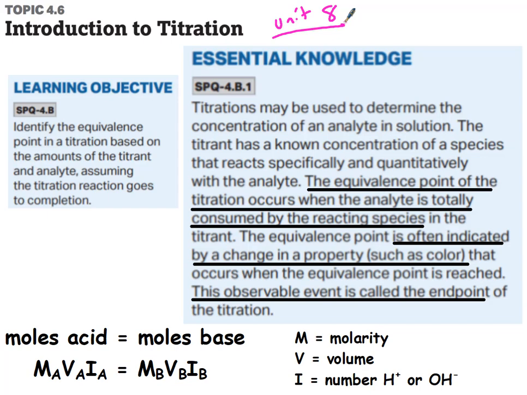So the equivalence point is when we have equal amounts of acid and base. So moles acid equal moles base. So one equation that you can use, but only at the equivalence point, is MAVAIA equals MBVBIB. M is your molarity, V is your volume, and I is the number of hydrogens or hydroxides on the acid or base.